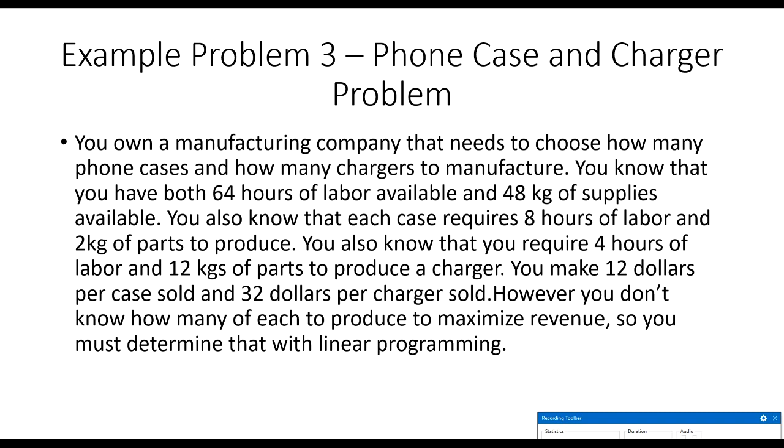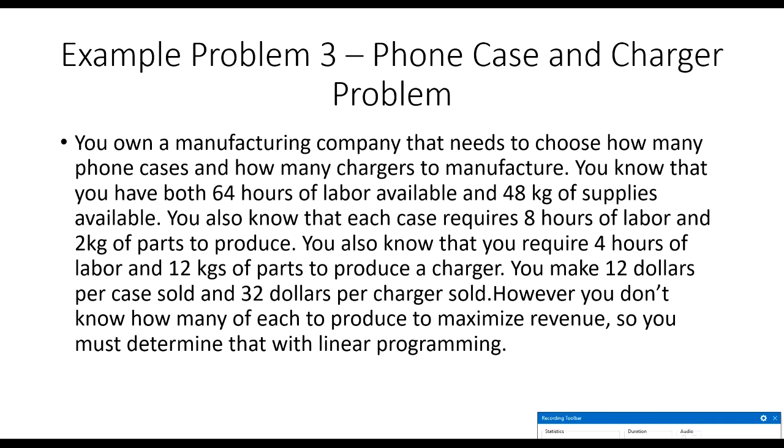Then we go into our constraints. We have 64 hours of labor available. Each case requires 8 hours of labor. Each charger is 4 hours of labor. So 8x1 plus 4x2 less than or equal to 64. We have 48 kilograms of supplies. A phone case is 2 kilograms of supplies. A charger is 12 kilograms of supplies. So 2x1 plus 12x2 is less than or equal to 48 for our second constraint.